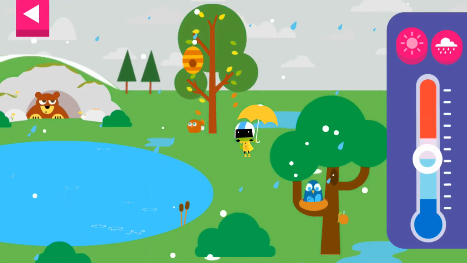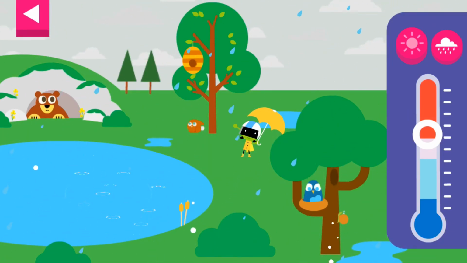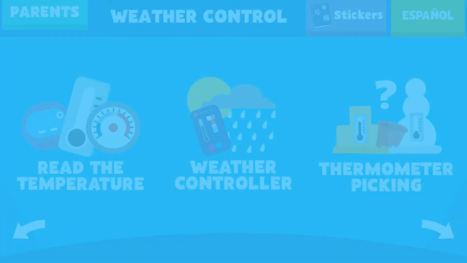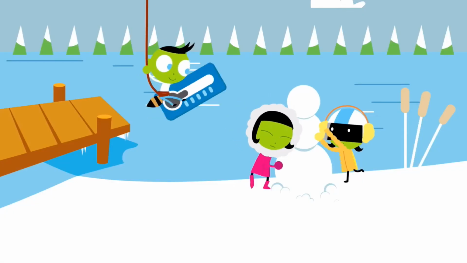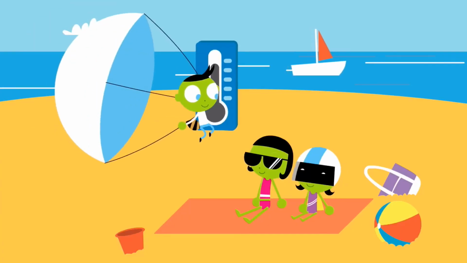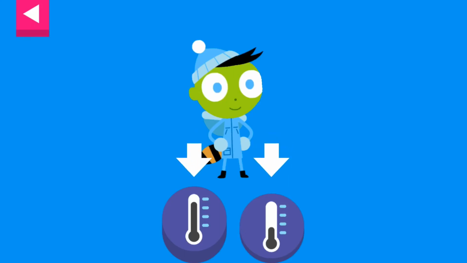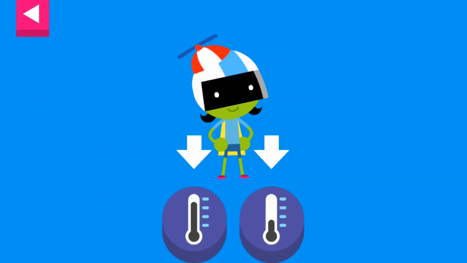What are they doing? Del is dressed for the cold. Tap a thermometer that shows that it is cold. Dee is dressed for a warm day. Tap the thermometer that shows it is warm.